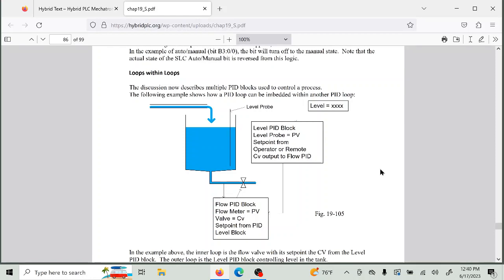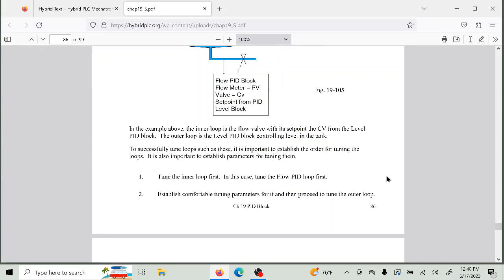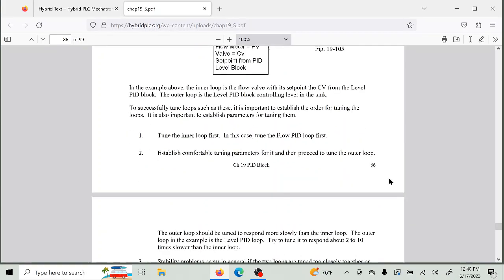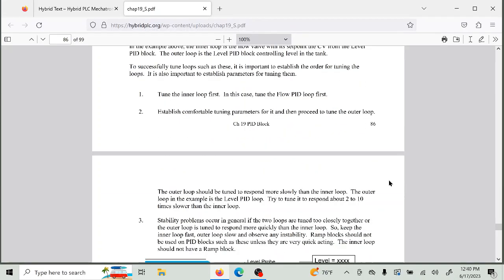Well, what do you do in that situation? Well, basically you have an order in which you do it. You tune the inner loop first, okay? That's usually the flow loop. The outer loop would be the level loop. Tune that last. And one thing you want to make sure of is that the inner loop is tuned to respond faster than the outer loop. The outer loop should be responding slower. The inner loop should be responding faster.